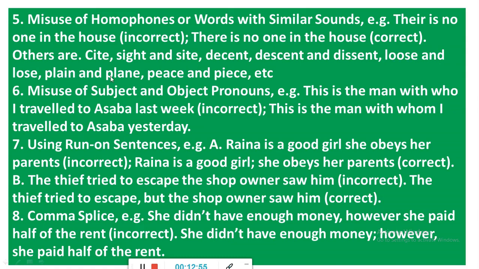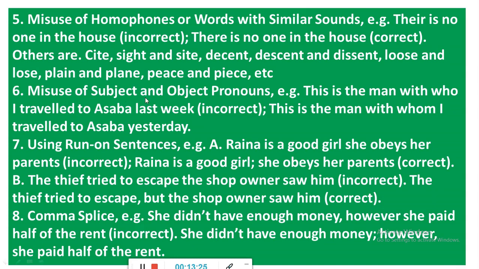Then you have plain and plane, P-L-A-I-N and P-L-A-N-E. They are homophones. Then we have peace and piece, P-E-A-C-E and P-I-E-C-E, and so on and so forth. So take note that these are homophones, and they should not be confused with each other.